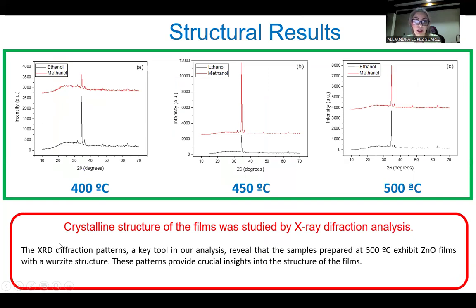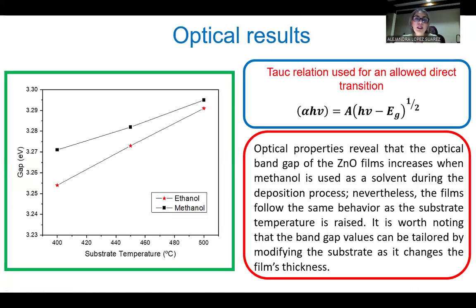It was studied by X-ray diffraction. Here we can see the patterns. And all the patterns exhibit a hexagonal wurtzite structure, and the patterns provide crucial insight into the structure of the films. At 500 degrees, we can see that the samples are the most stoichiometric of all the other temperatures. The optical results are also interesting.